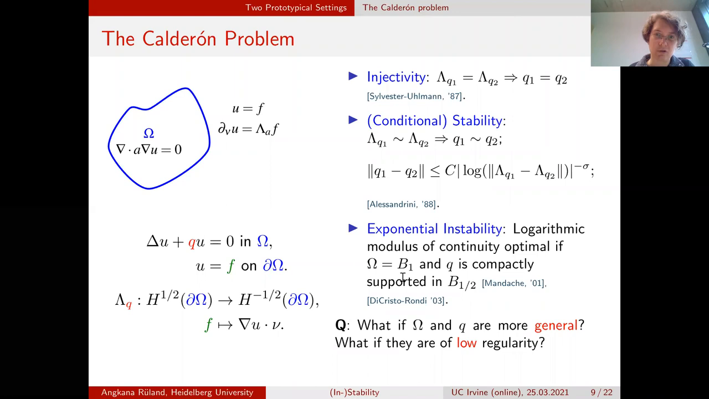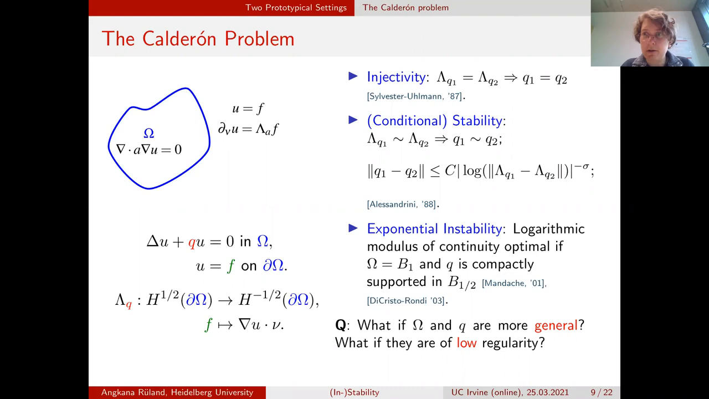So if you're considering the unit ball as your domain and consider, let's say, L infinity potentials which are supported in a compactly contained set in this unit ball. It was later generalized by Di Cristo and Rondi to more general inverse problem settings. Okay, but the question that I would again like to ask is, what about geometries that are not so symmetric, not so nice as the unit ball, say something that looks more like the type of picture I was trying to draw here?